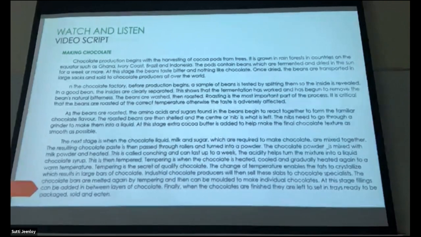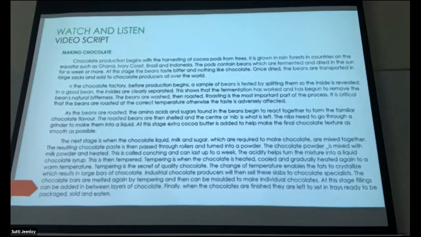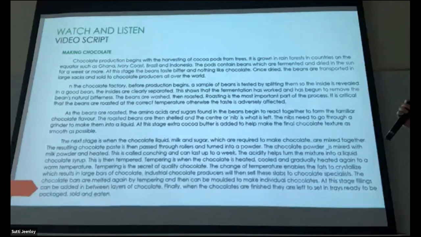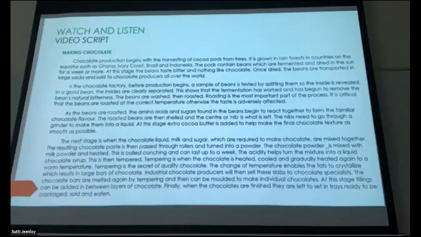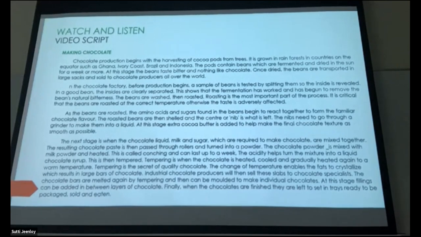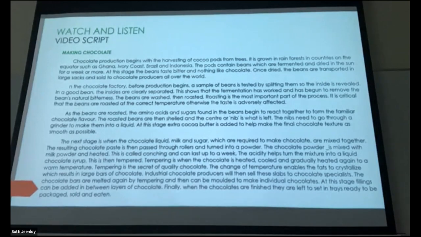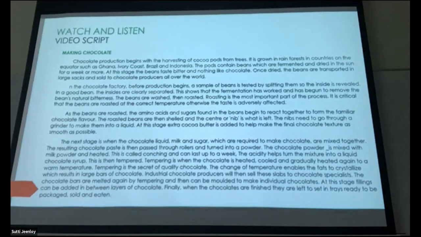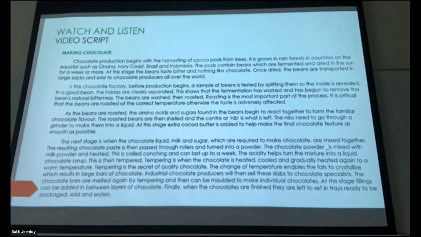The next stage is when the chocolate liquid, milk, and sugar, which are required to make chocolate, are mixed together. The resulting chocolate paste is then passed through rollers and turned into a powder. The chocolate powder is mixed with milk powder and heated. This is called conching and can last up to a week. The acidity helps turn the mixture into a liquid chocolate syrup.